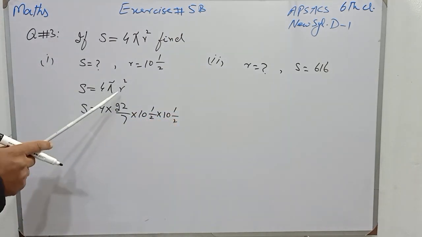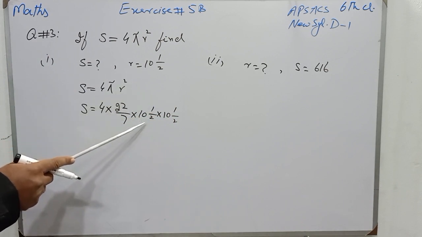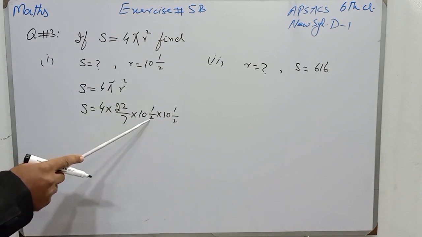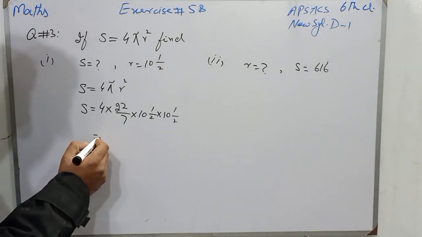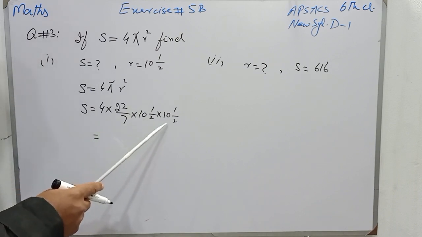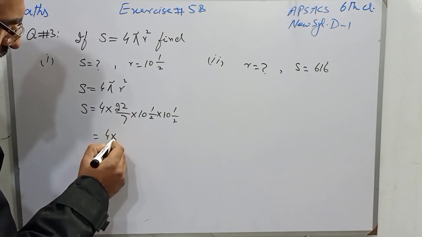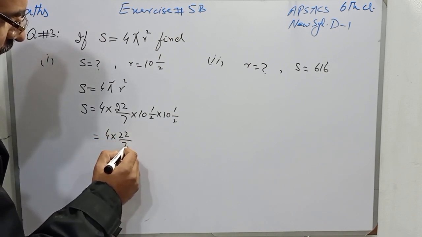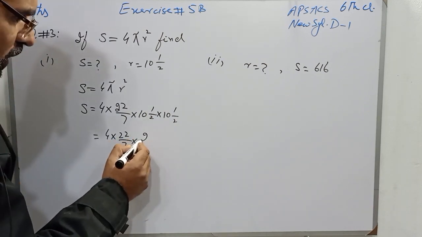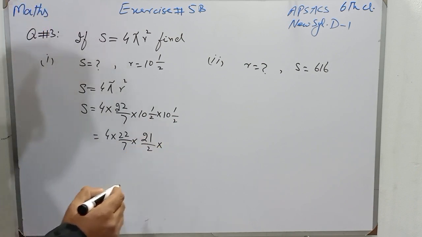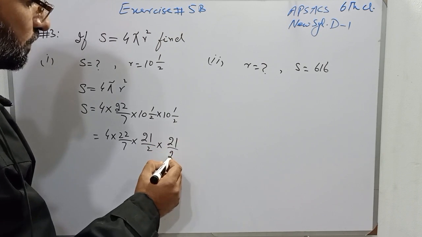R square means, students, that r is multiplying two times. I mean to say r multiplied by r. That's why I have written 10 whole number 1 over 2 multiplied by 10 whole number 1 over 2. Now students, first we will change these mixed numbers into improper fractions and then we will simplify. So it is written as 4 multiplied by 22 over 7 multiplied by 2 tens are 20 plus 1, 21 over 2, multiplied by again 2 tens are 20 plus 1, 21 over 2.